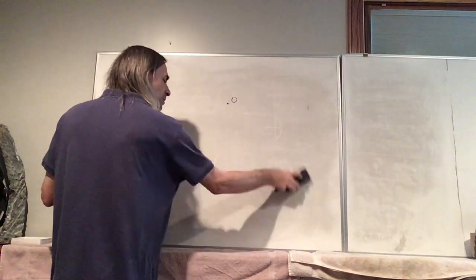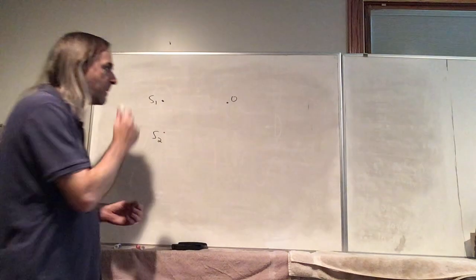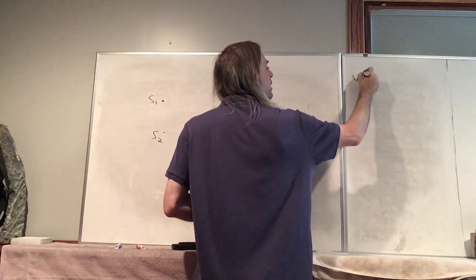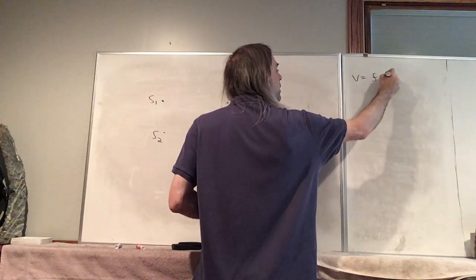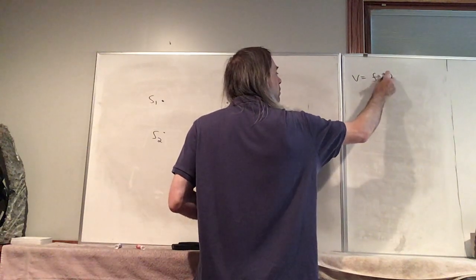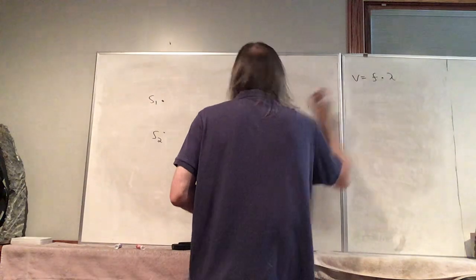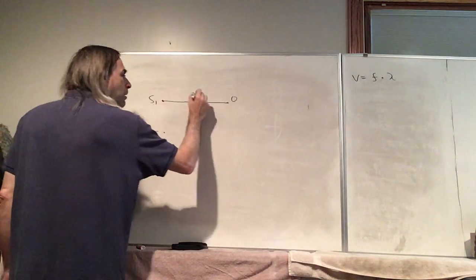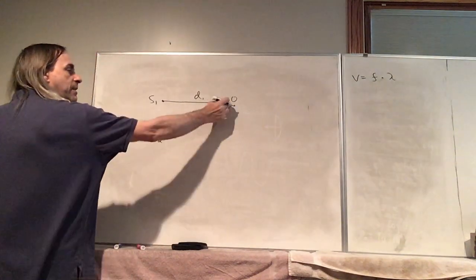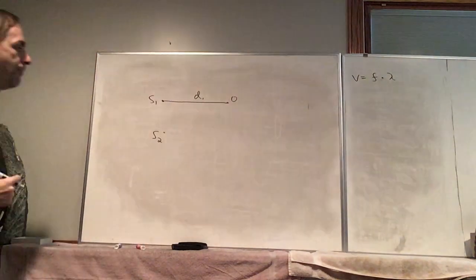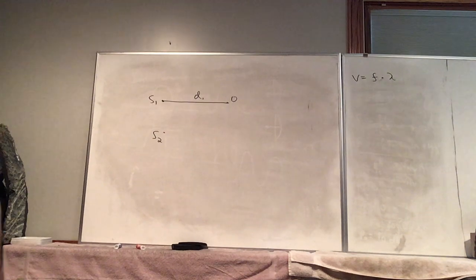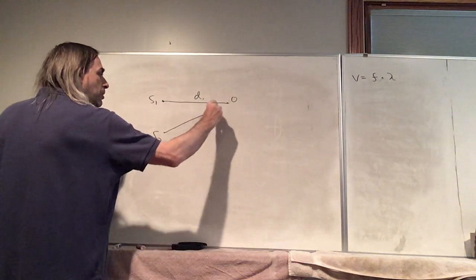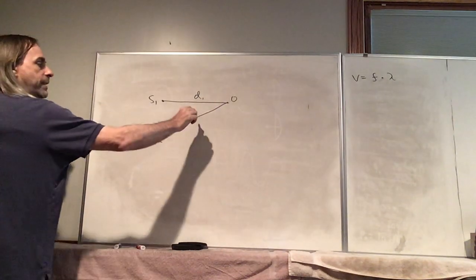Actually, I could have probably left this picture here, but first I'm going to write this equation. The speed of sound is the frequency times the wavelength. And let's draw this line here. Let's call that D1, the distance from the observer to source 1, where that's the closer speaker. And then from the observer to source 2, we'll call that D2.